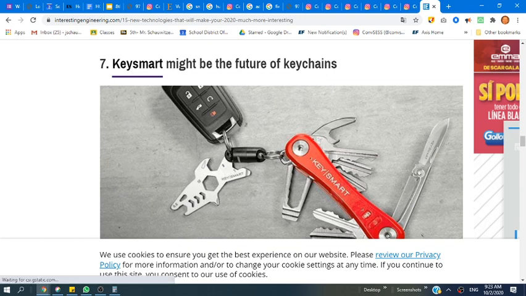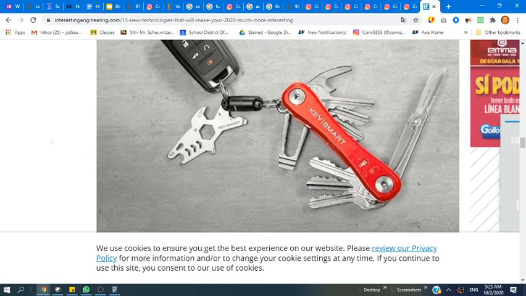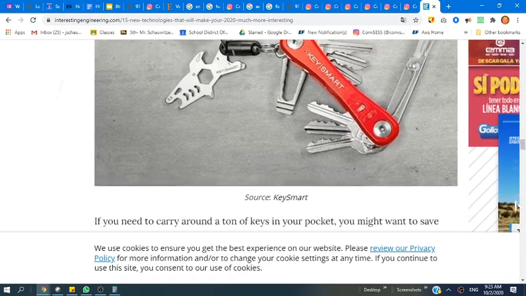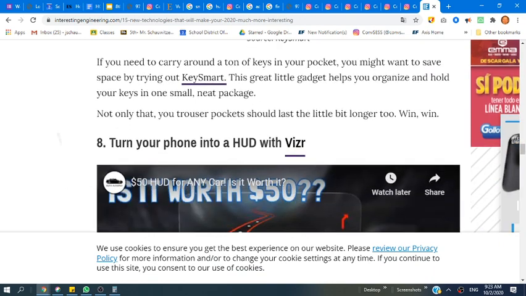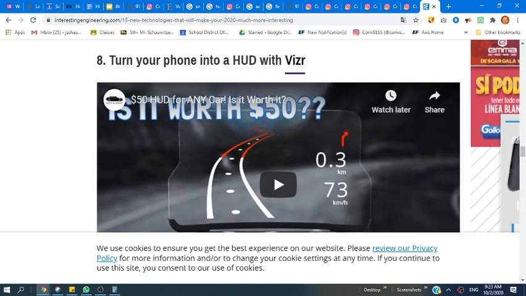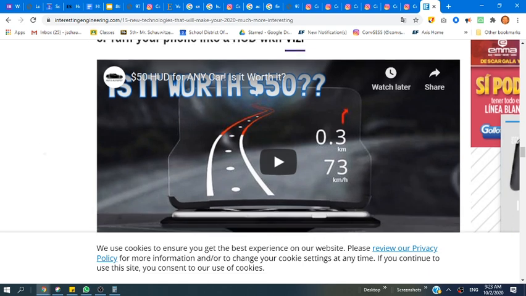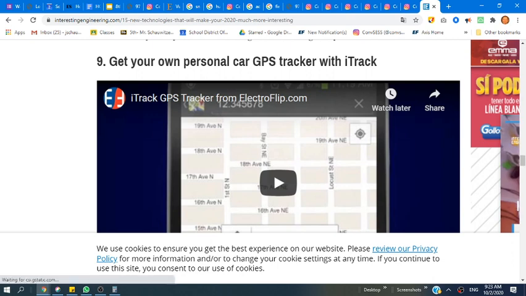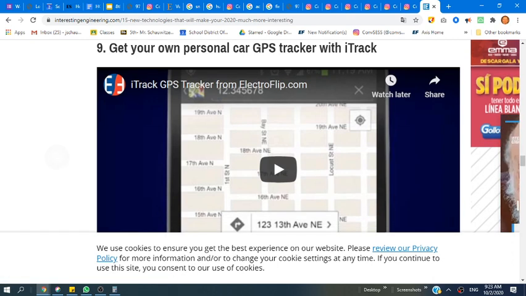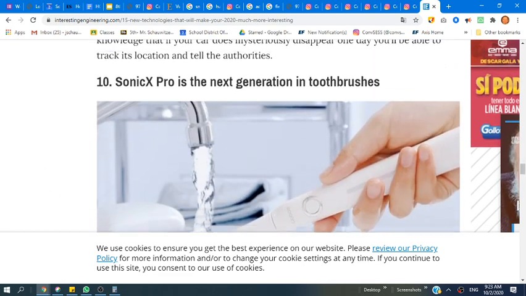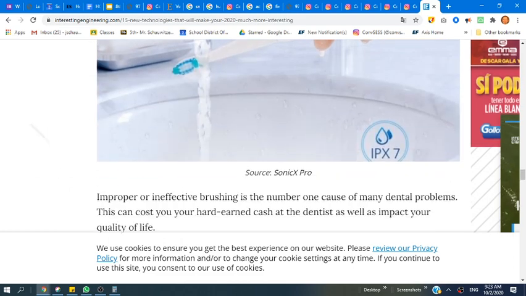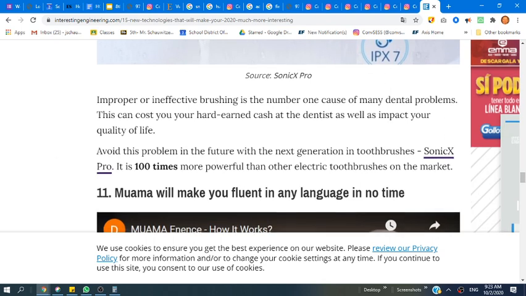KeySmart might be the future of keychains. It looks like it hooks onto your phone and a whole bunch of different settings you can use. Fits into your pocket. You can turn your phone into an HUD with visor. I don't really know what that means, but you can check it out if you want to. You can get your own personal car GPS tracker with iTrack. Look at that. So many different ways that technology is changing. Sonic X Pro is the next generation in toothbrushes. You can read why this changes the toothbrush industry.